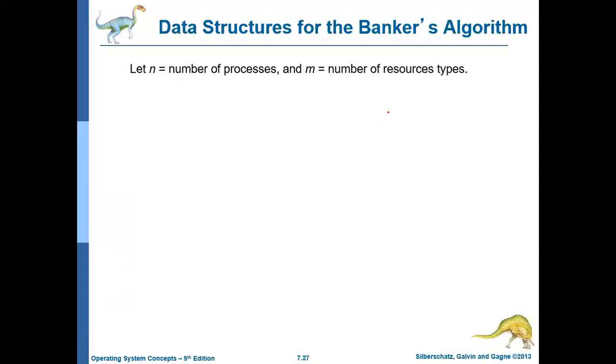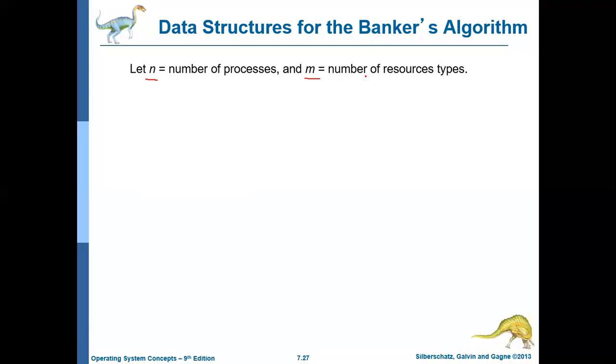Now let us see the data structures that are used in Banker's algorithm. Mainly, Banker's algorithm uses certain vectors and matrices. So what are those vectors and matrices that we will try to understand. In whatever we are going to discuss here, n represents the number of processes, and m represents the number of resource types. I think you remember resource type. Resource type means different types of resource.